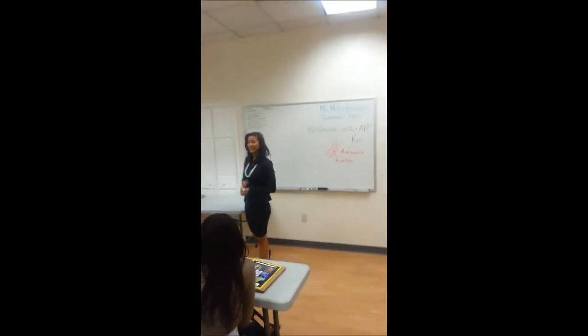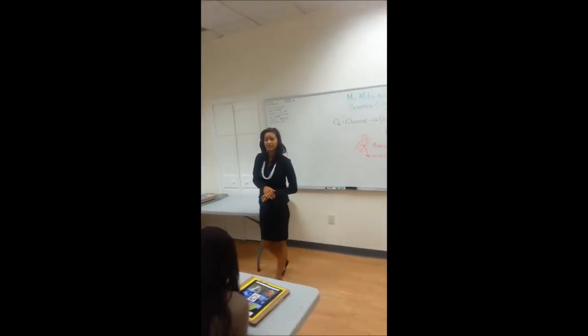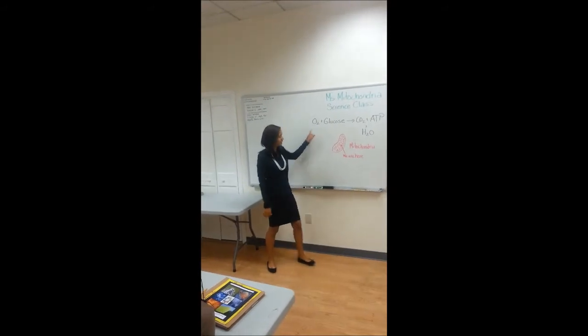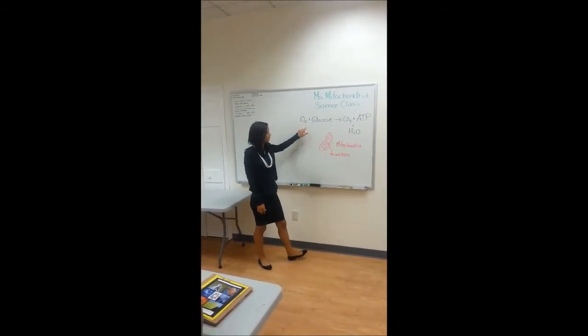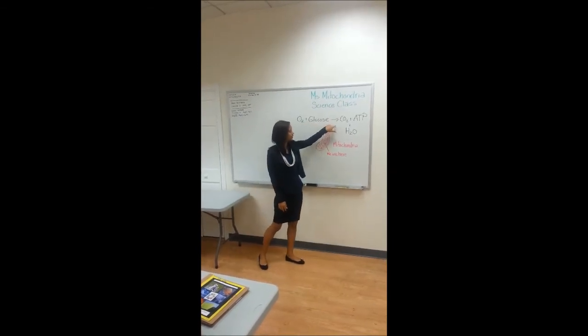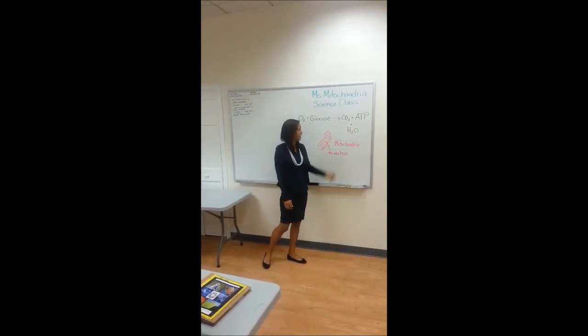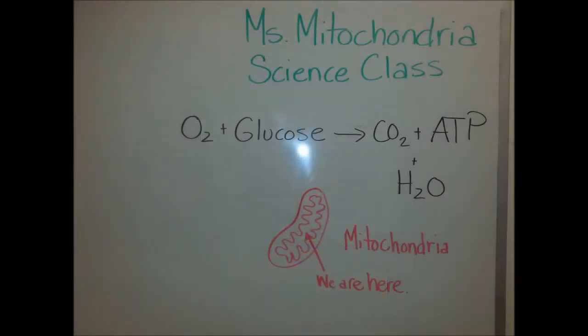The mitochondria break down sugar to convert it into energy. And here we have O2 plus glucose equals CO2, ATP, and water. Oh, I see. Oh, yeah. I see too.